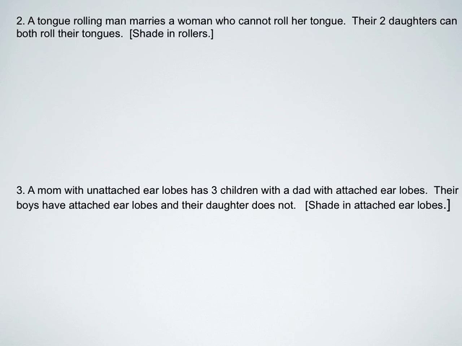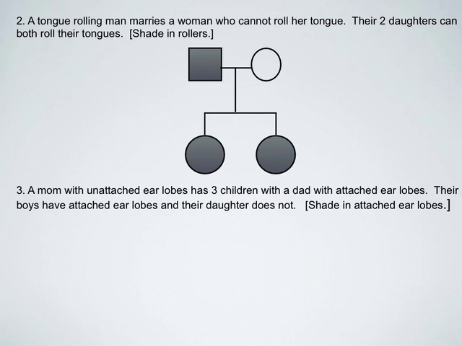All right, let's look at these two examples. A tongue-rolling man and a woman who cannot roll her tongue have two daughters. Both of them can roll their tongues. Got it?